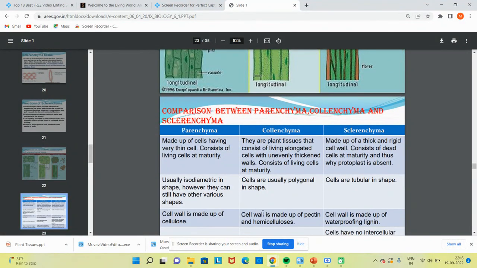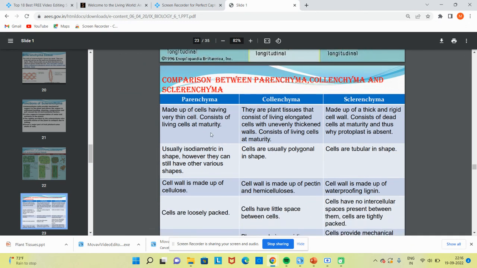So, comparison between parenchyma, collenchyma and sclerenchyma. Parenchyma is made up of cells having a very thin cell wall and consists of living cells at maturity. Whereas the collenchyma are plant tissues that consist of living elongated cells with unevenly thickened walls and consist of living cells at maturity. And sclerenchyma is made up of thick and rigid cell walls and consists of dead cells at maturity, because protoplast is absent here.